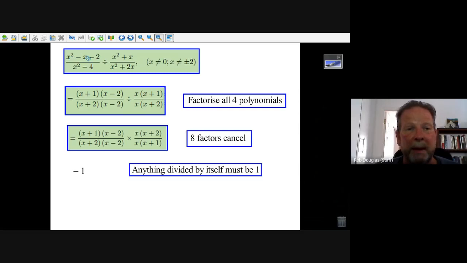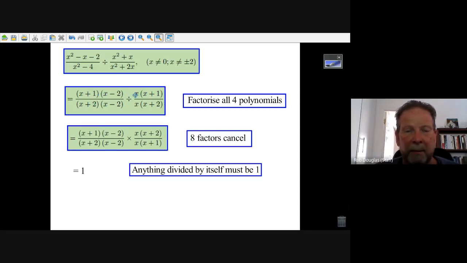X squared minus x minus 2. That factors into x plus 1 times x minus 2. X squared minus 4 is x plus 2, x minus 2. This one you just have to do FOIL on it. Make sure you get it. You can see the x squared, you can see the minus 2. It's plus 1x and minus 2x. That gives you the minus x.